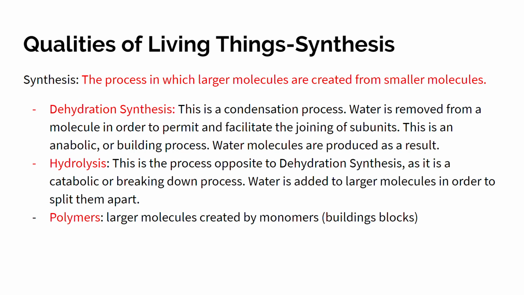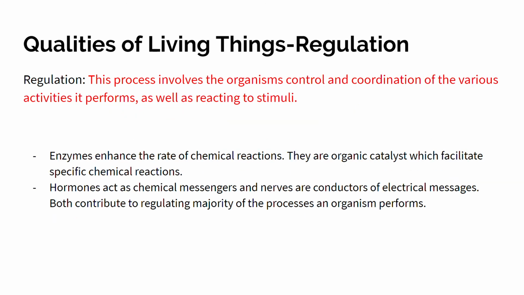Dehydration synthesis is a condensation process, which means water is removed, so smaller subunits can join and make a polymer, which is a larger molecule created by monomers. This dehydration synthesis is an anabolic process or building up process. Water molecules are produced as a result of dehydration synthesis. Hydrolysis, on the other hand, is the opposite of dehydration synthesis, as it is a catabolic and breaking down process. Water is added to larger molecules in order to split them apart.